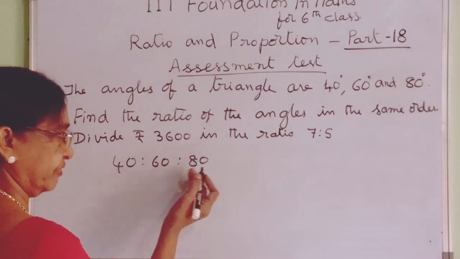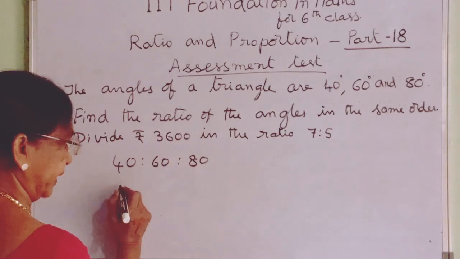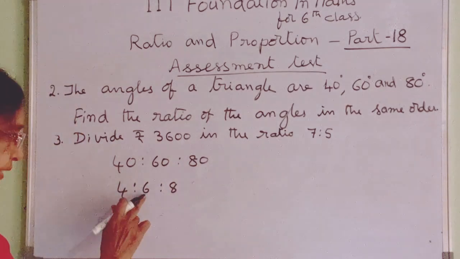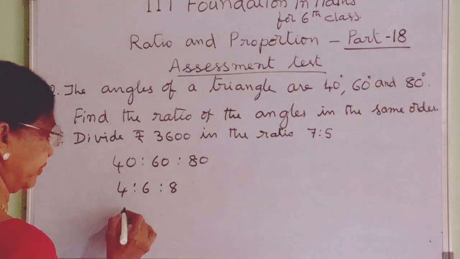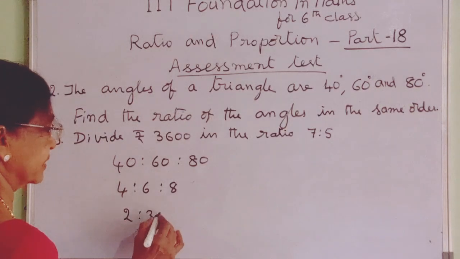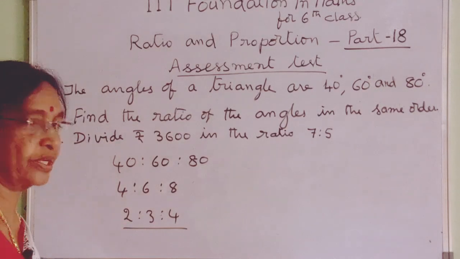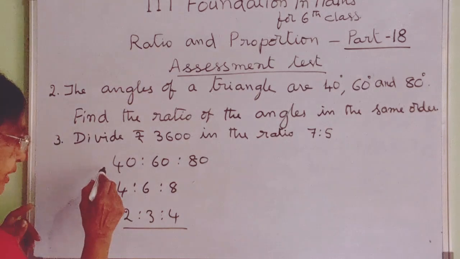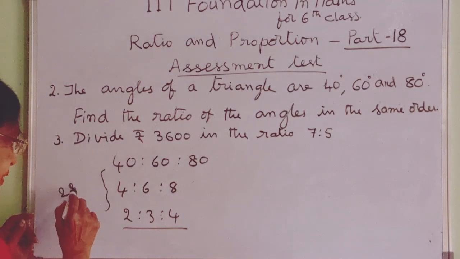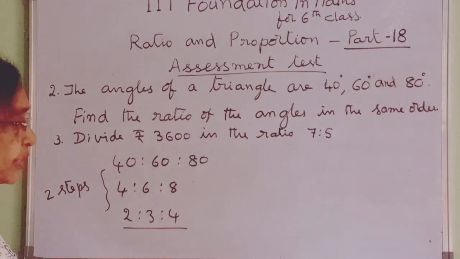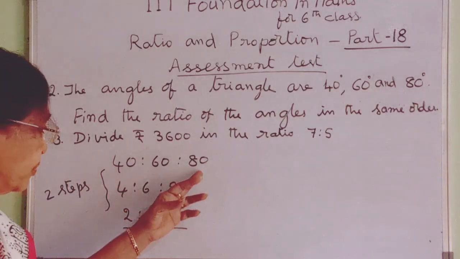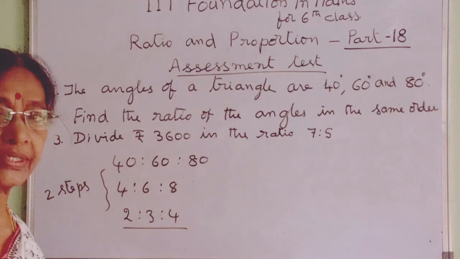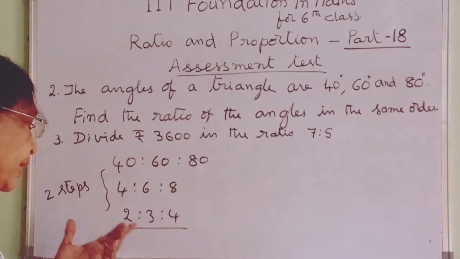So if we divide all three of them by 10, we get 4 is to 6 is to 8. Again, the 3 numbers are divisible by 2. Therefore, 2 2s 4, 2 3s 6, 2 4s 8. Therefore, the ratio of the angles is 2 is to 3 is to 4. Here we take 2 steps. And as we know that it is divisible by 10 and these are divisible by 2, we easily divided them by 10 and 2.